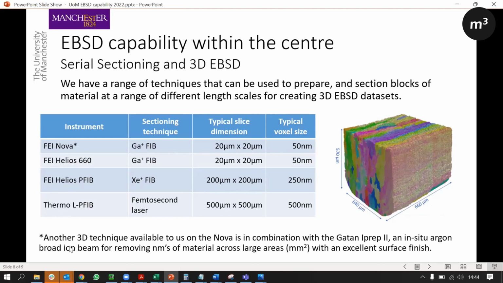Oh, and at the bottom here, I've just tacked on that we have another 3D EBSD technique available, which is a broad ion beam that we have attached to the Nova. So that is a little shuttle technique that takes the sample out, gives it a quick broad ion beam polish and puts it back in. The advantage being that you can mill away a very large area with a very high Z resolution. So just removing a few nanometers at a time, and then target particular features with which to do your 3D EBSD studies.